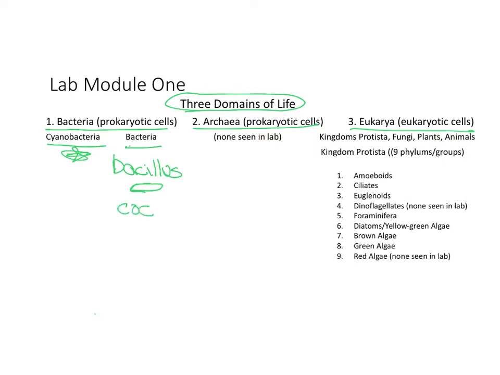Another one is coccus. Coccus means sphere-shaped, so the cells are little round balls. And the third major group is spirillum. And although my drawings won't really look like how they are, I'm going to draw them like that. Okay, so those are the three basic shapes, and I have some photomicrographs of those for you to learn. Okay, so that takes care of the bacteria, which is one of the three domains of life.